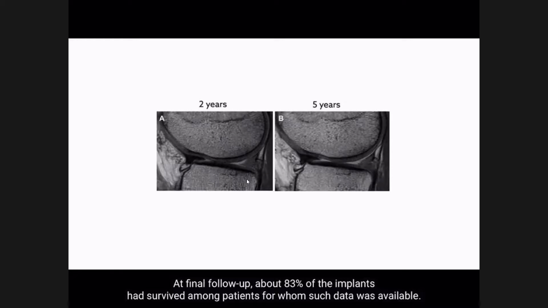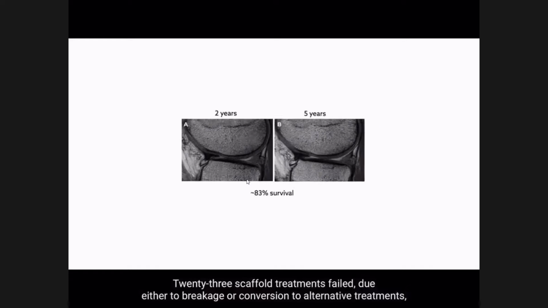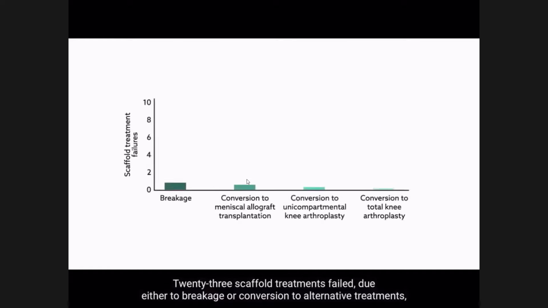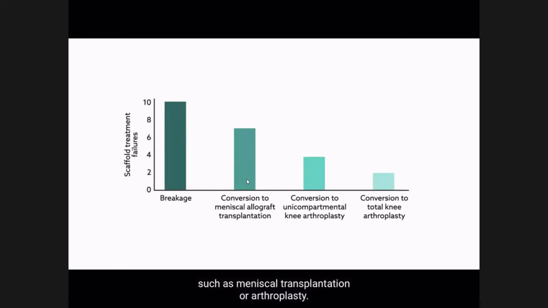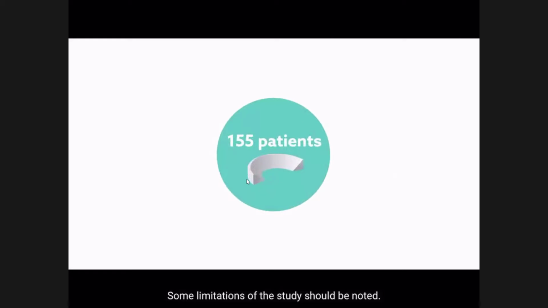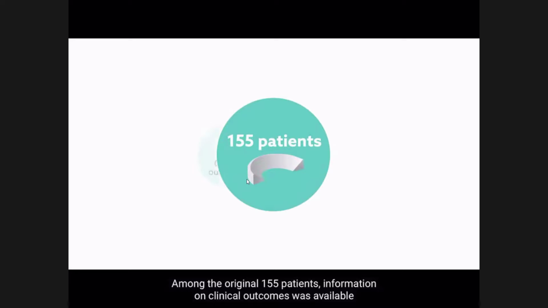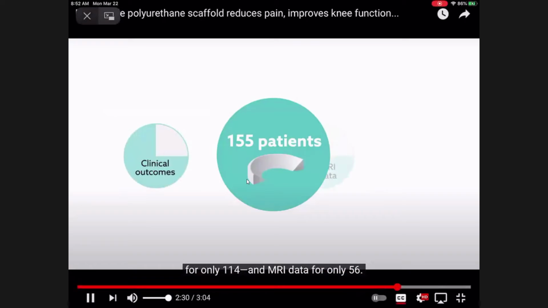At final follow-up, about 83% of the implants had survived among patients for whom such data was available. 23 scaffold treatments failed, due either to breakage or conversion to alternative treatments, such as meniscal transplantation or arthroplasty. Some limitations of the study should be noted. Among the original 155 patients, information on clinical outcomes was available for only 114, and MRI data for only 56.